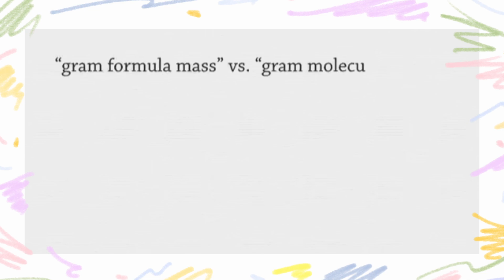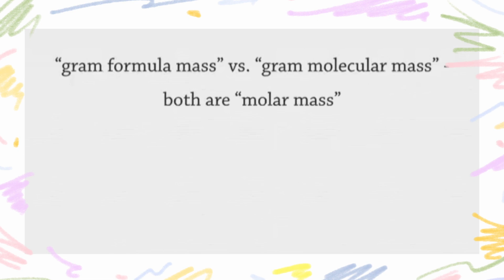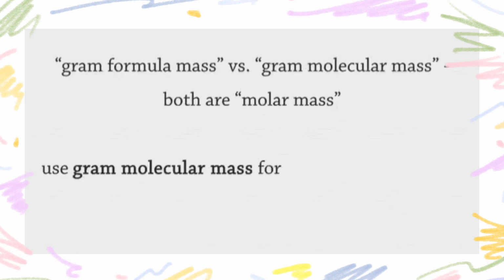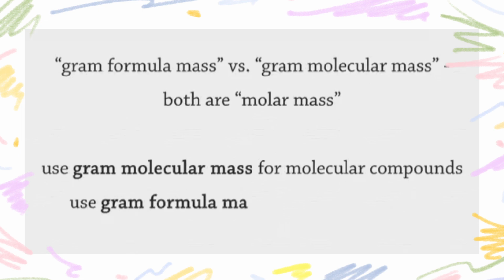Sometimes you'll hear the term gram formula mass instead of gram molecular mass. What's the difference between these two terms? Both are molar mass. You calculate them in the exact same way. But gram molecular mass refers to compounds that are molecules, like water and glucose, things that are held together by covalent bonds. Gram formula mass refers to ionic compounds. Table salt, for instance, NaCl, that's an ionic compound. And the representative particle of an ionic compound is called a formula unit, as opposed to a molecule. Hence the name gram formula mass.